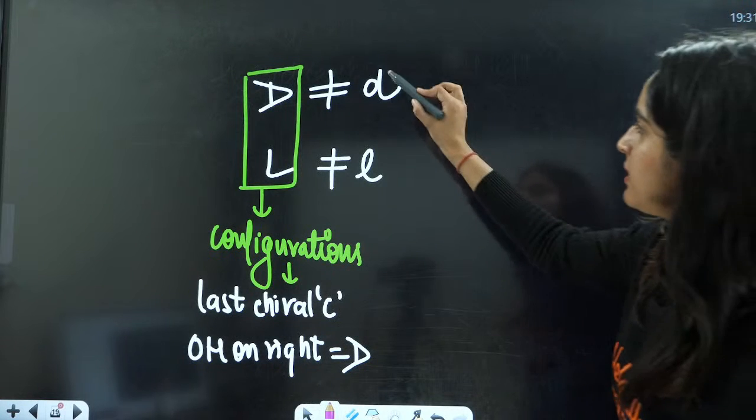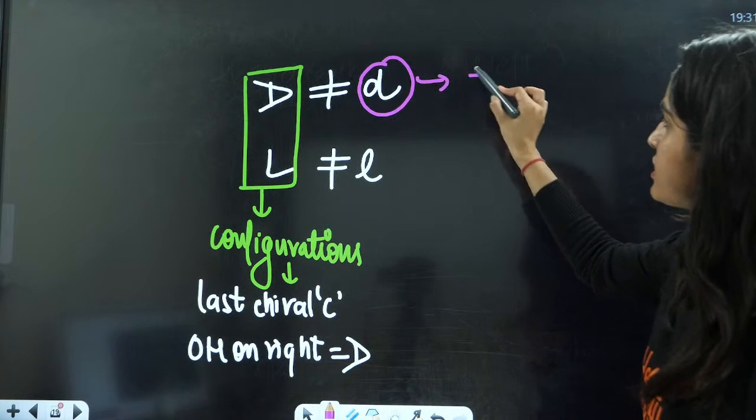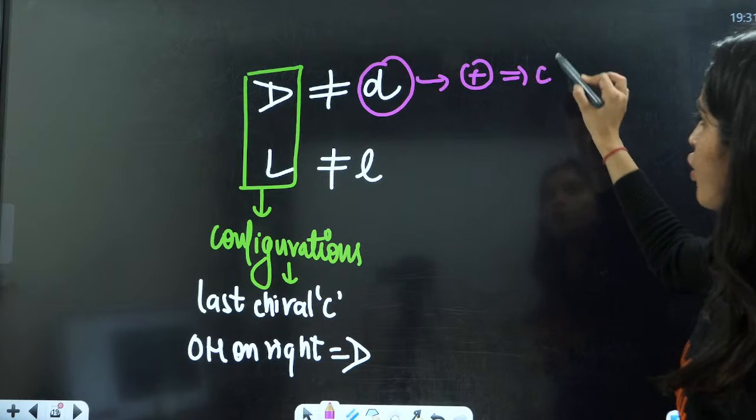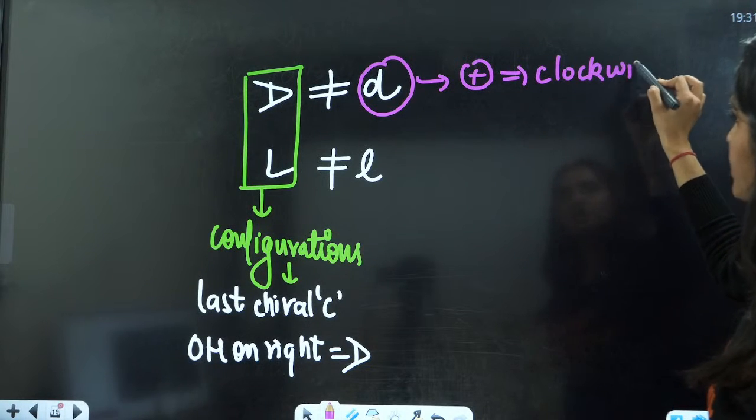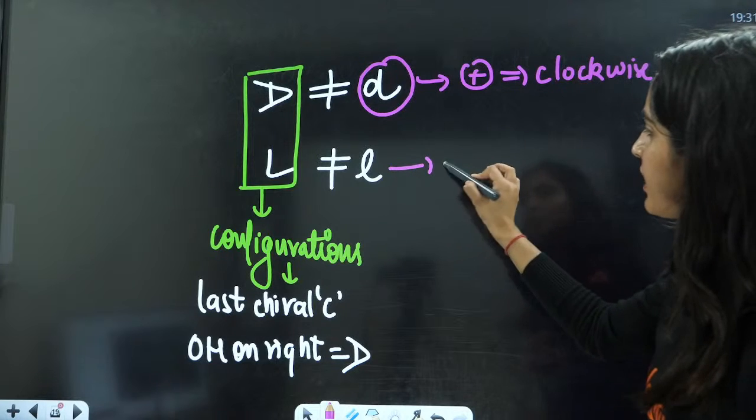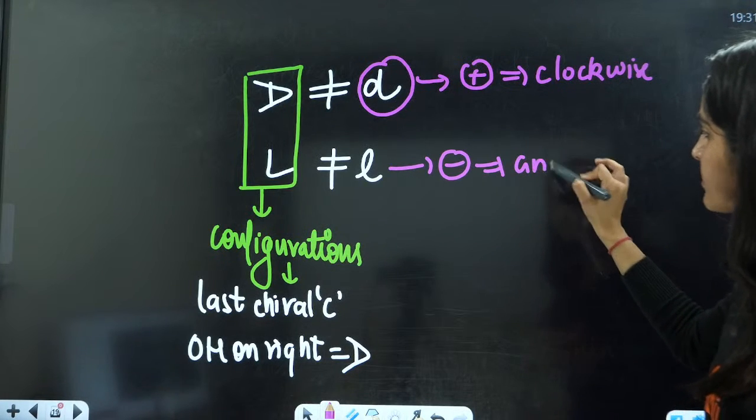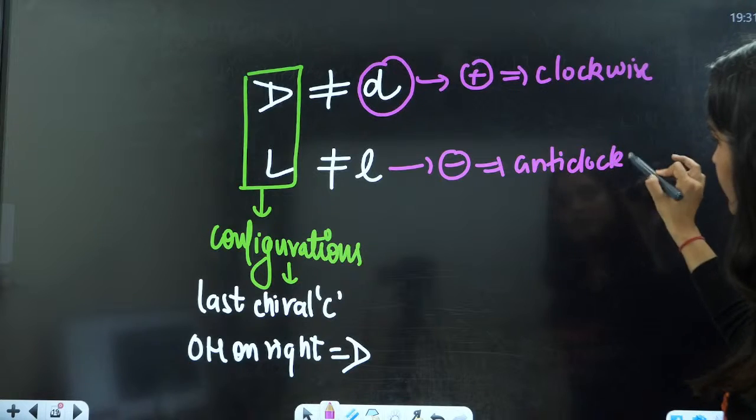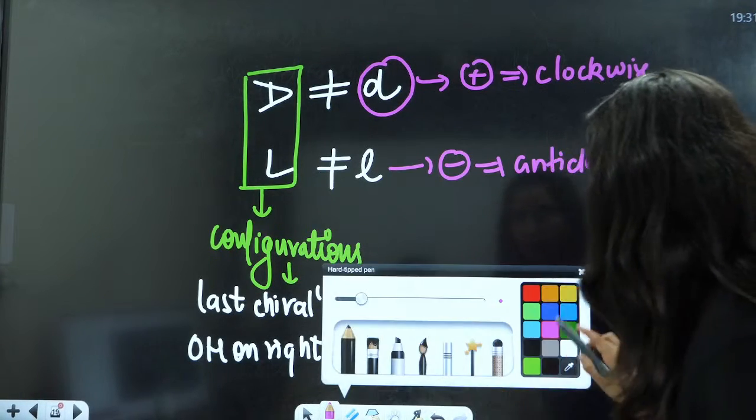Now what is this? This basically means positive, that means clockwise rotation. This means negative, that means anti-clockwise, right? What does this mean?